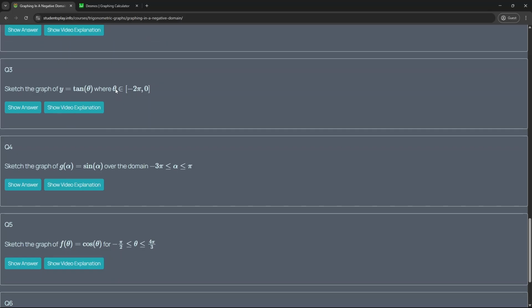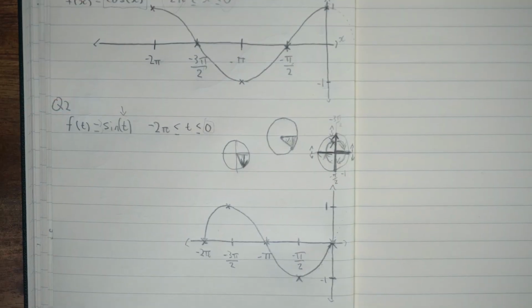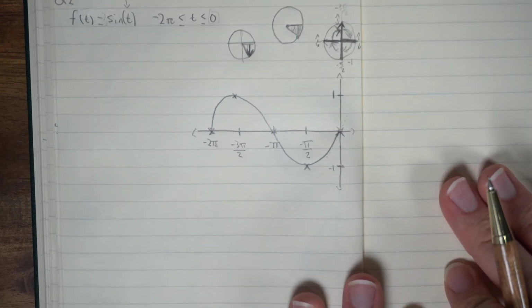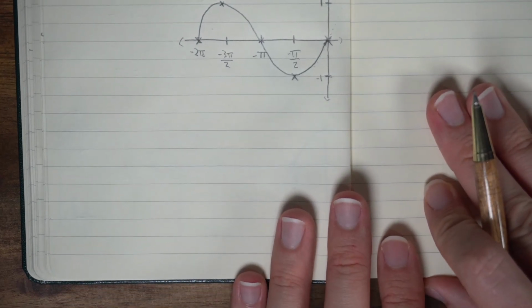And then theta just needs to be part of the group. That's what that kind of symbol means. It needs to be part of the group that goes between negative 2 pi and 0. So again, theta just needs to be between negative 2 pi and 0. That's all that this stuff is saying. So essentially, it's a different question because we're doing tan, right? But in terms of that notation, it's the same as the last ones.